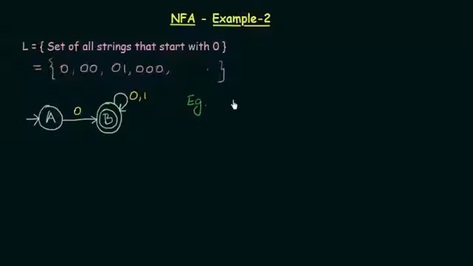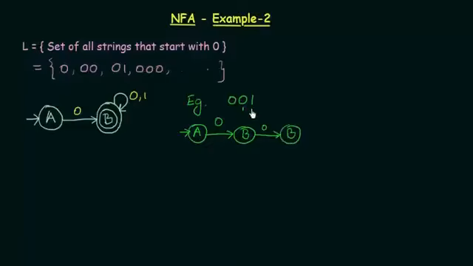Now let us take a few examples and see what happens. Let me try to pass a few strings. Let me pass the string 001. As usual, I should always start with the starting state, which is state A. And A, on getting input 0, where does it go? It goes to state B. And what is my next input? My next input is again 0. So B, on getting input 0, where does it go? It goes to B itself.